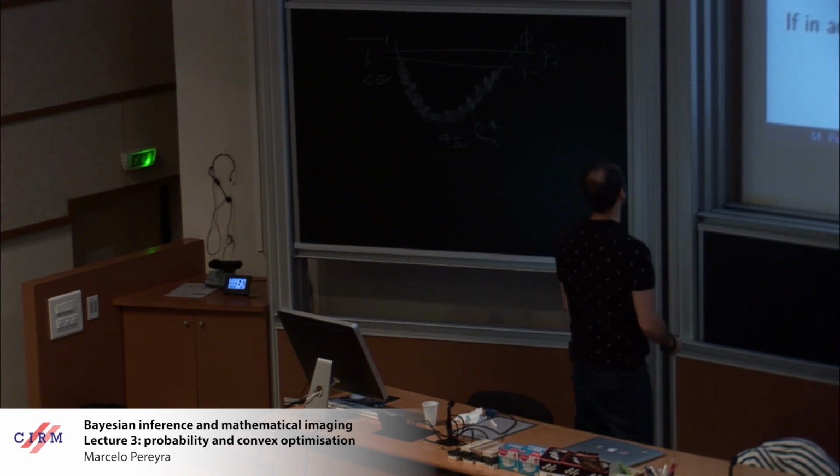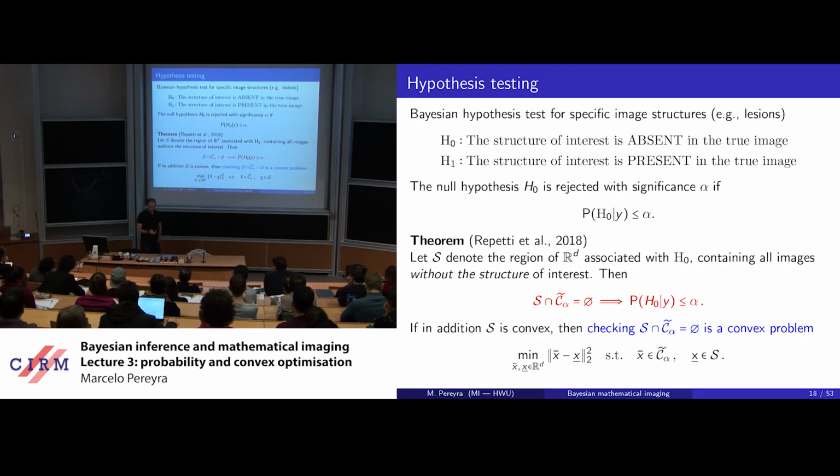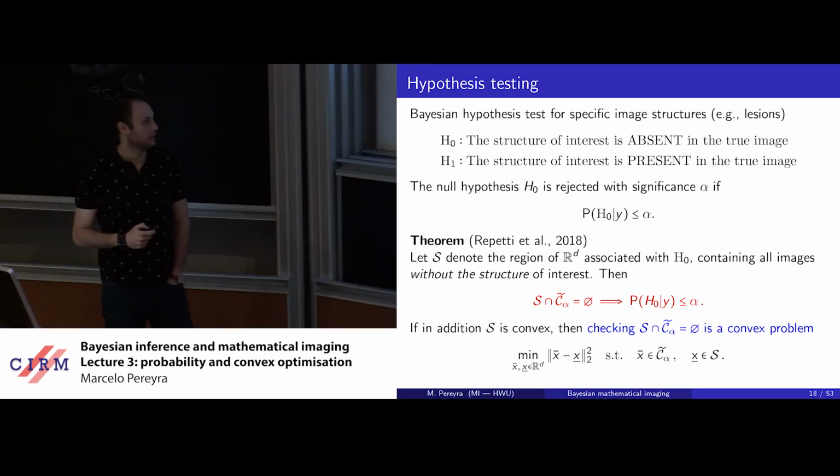So all I have to do to solve my hypothesis test is solve a convex feasibility problem, provided that I construct S such that it is convex. But if I do, then all I have to do is check if there exists a point that belongs to both S and C tilde, and if there is no such point, then I can conclude that H0 has probability smaller than alpha.